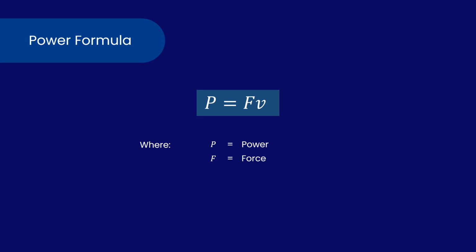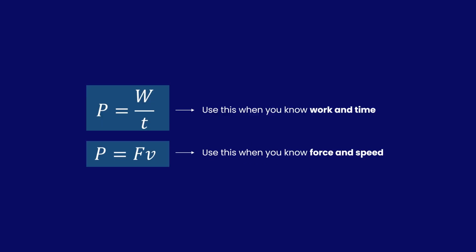Power can also be calculated using the formula power equals force multiplied by velocity. Here P represents the power, F is the applied force, and V is the velocity of the object. This formula is used when force and velocity are known. There are two formulas of power. Use P equals W divided by T when work done and time taken are given. Use P equals force times velocity when the force and the velocity are known. Choose the formula based on the information provided in the question.